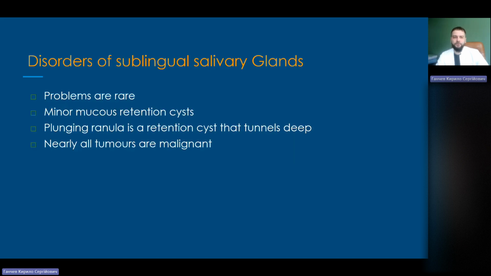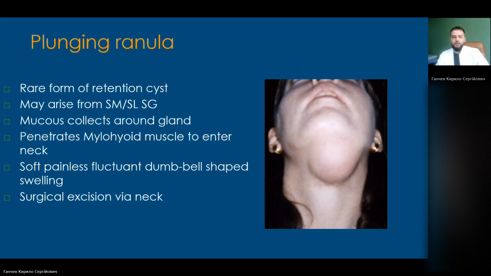Let's move to big salivary glands. Sublingual. Problems are rare: minor mucous retention cyst, plunging ranula. Ranula is another diagnosis connected with salivary glands. Is there a retention cyst that tunnels deep? Nearly all tumors are malignant. By the way, the ranula as a diagnosis, you can see that in Krok questions. It's a very rare question, but still it could be.